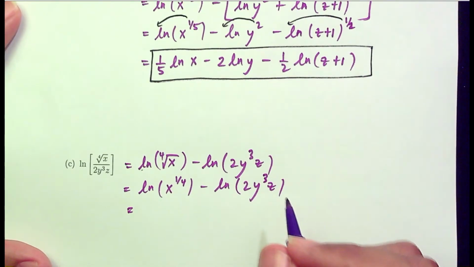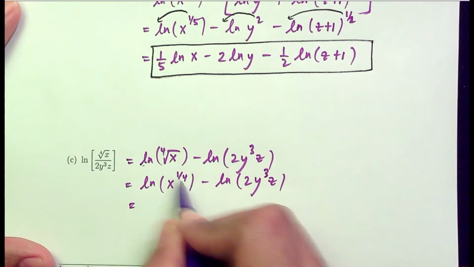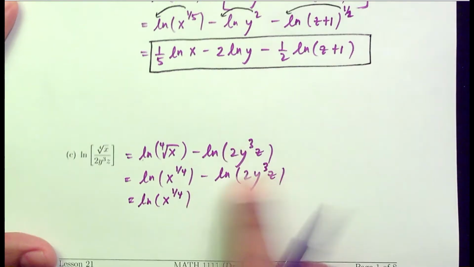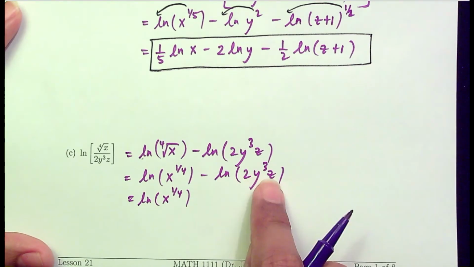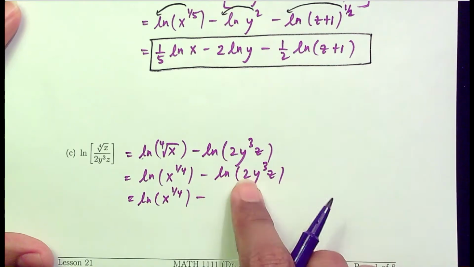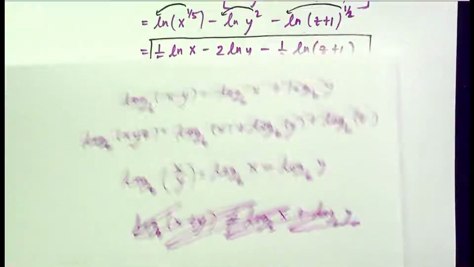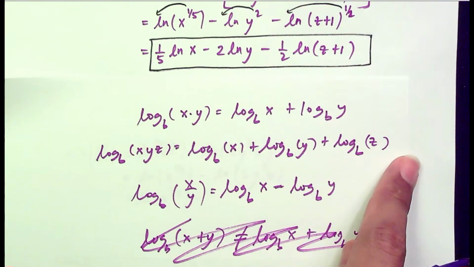Okay, then I'm going to, before I move the 1/4 to the front, I want to take care of something here. There's a product of three things here. Three things are being multiplied: the 2 times the y cubed times the z. So we can actually expand that into a sum like here. When you have a product of three things, you can expand it into the sum of three logarithms.